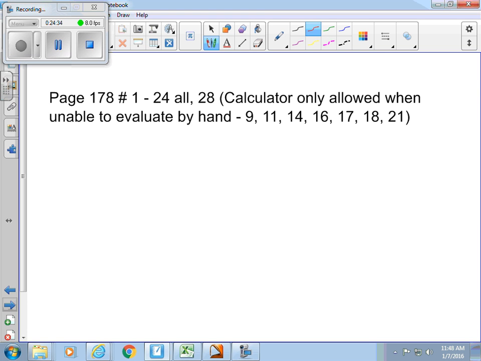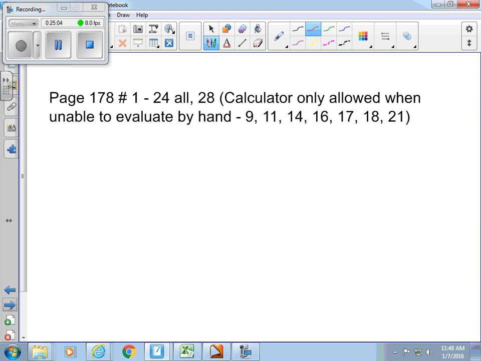Do 1 through 24 all and 28. Calculator is only allowed if you can't do it by hand. I know that you would be unsure which ones you could or couldn't do by hand, so I did not leave that up to interpretation. The ones you can't do by hand are 9, 11, 14, 16, 17, 18, and 21. So you're allowed to use a calculator on those. The rest, no calculator.